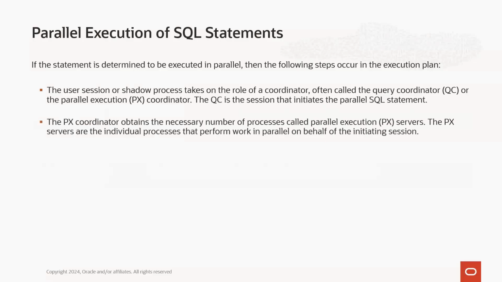The PX coordinator obtains the necessary number of parallel processes, called PX servers. These PX servers are individual processes that perform the work in parallel on behalf of the initiating session, that is the QC. So the QC acquires the number of slaves depending on the DOP mentioned in the query, whether it's dynamic, a hint, or at object level.